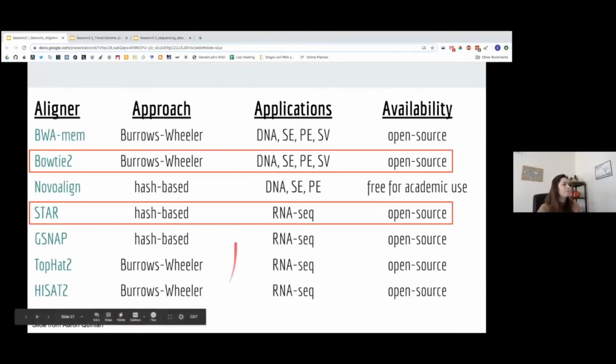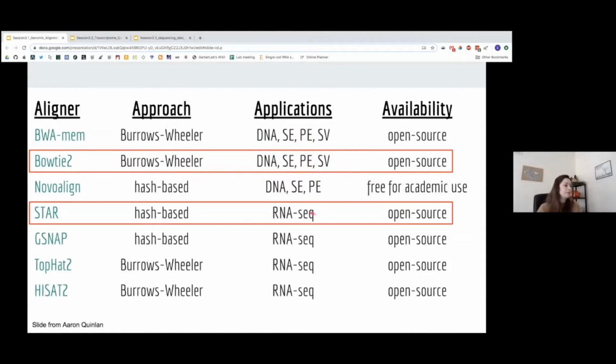You have aligners that are specific for DNA-based reads, so reads that came from the genome to begin with, like ChIP-seq reads, ATAC-seq reads. You're probably going to use Bowtie, which is the one that uses the Burrows-Wheeler transform index, like I mentioned. And it's good for finding mapping for single-end reads as well as paired-end reads, and even for finding structural variations if you have them in your data and if you have interest in finding them.